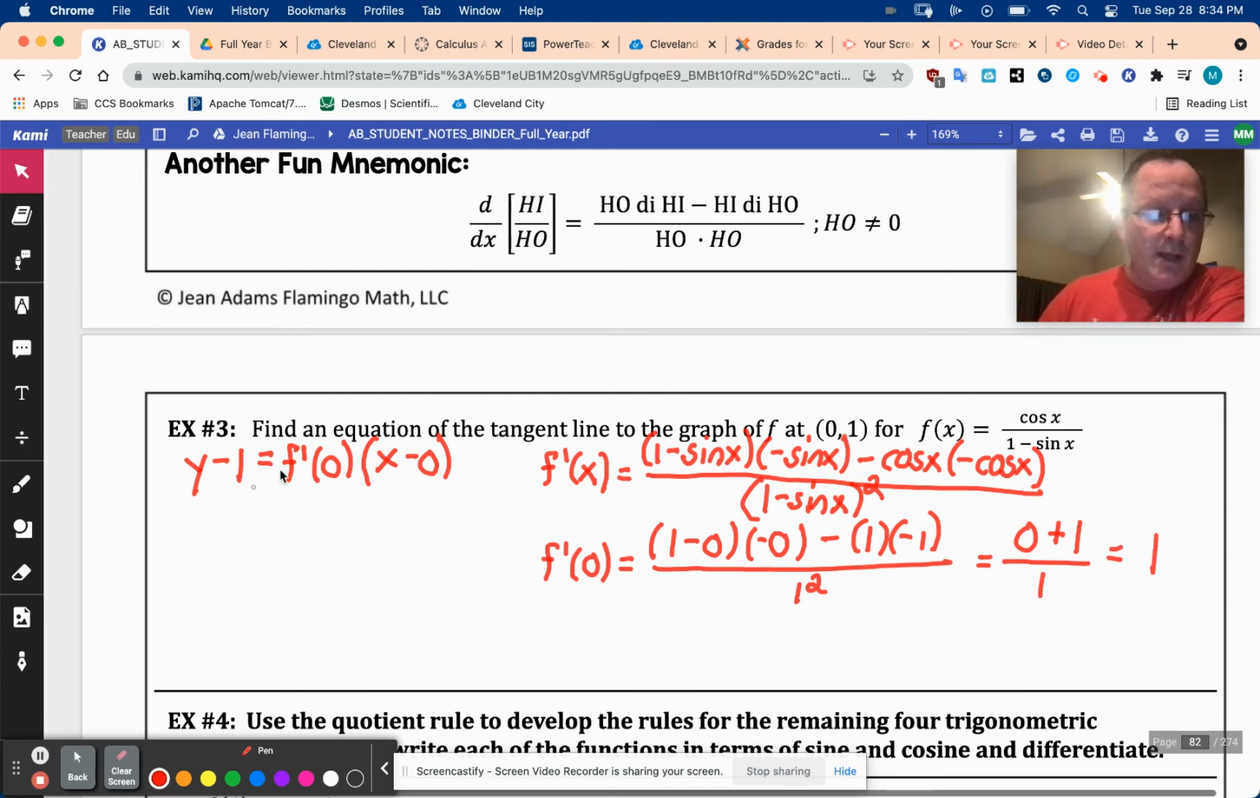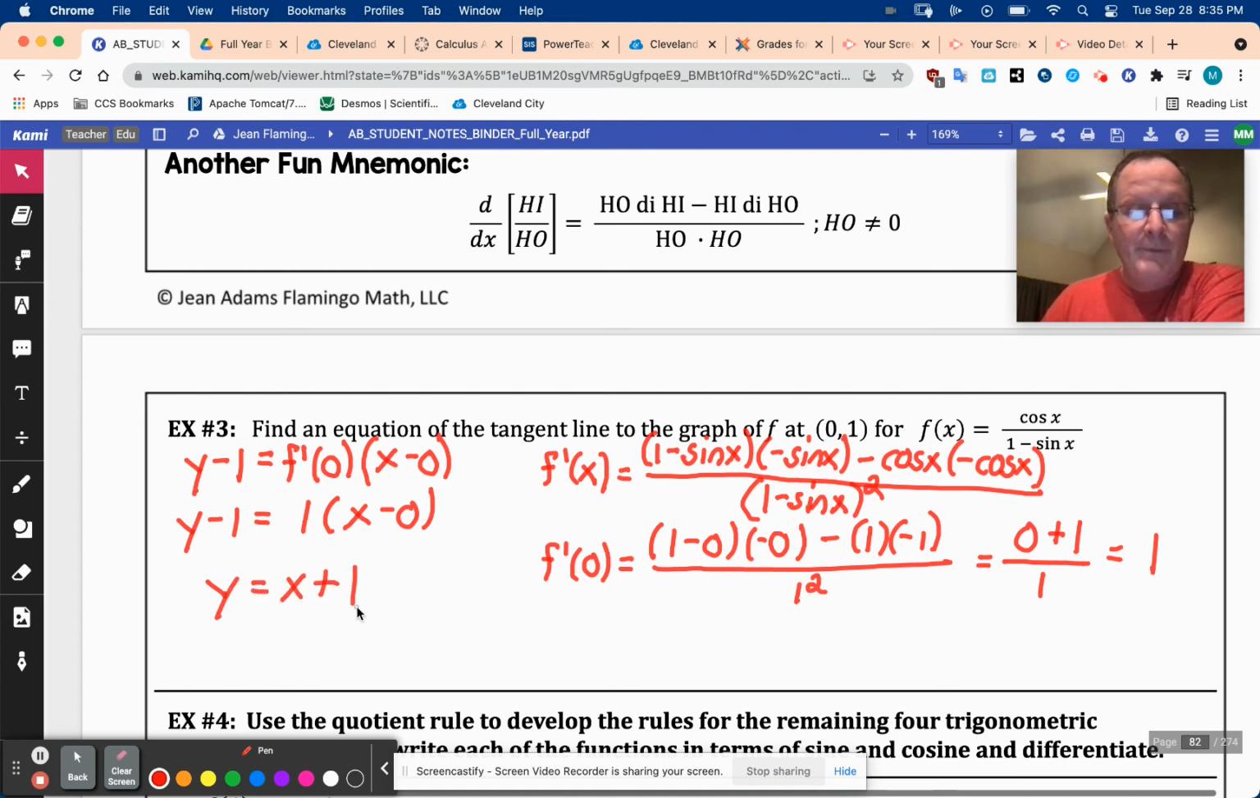All right, so here we go then. The equation of the line, you could write it as y minus 1 equals, I just found my slope to be 1, x minus 0. Kind of silly to leave it like that. I mean, you can. It's perfectly fine. But I could just add the 1 to both sides if you want to and have y equals x plus 1. And that is it.